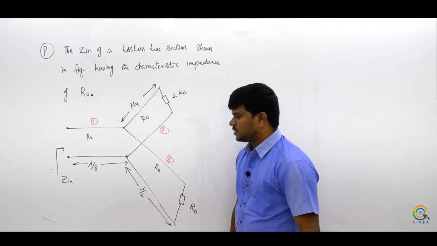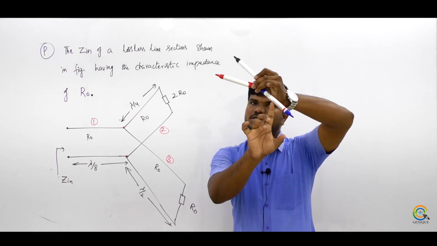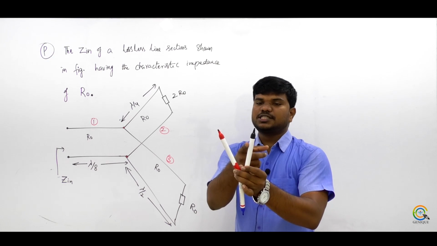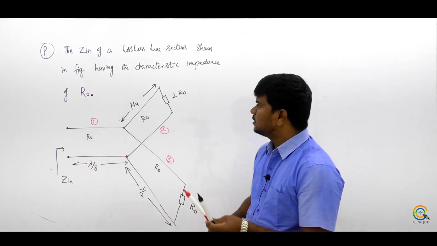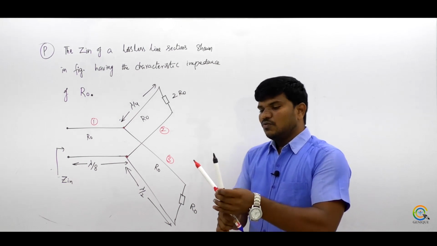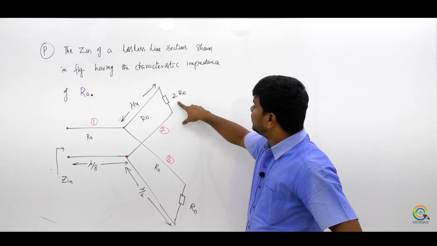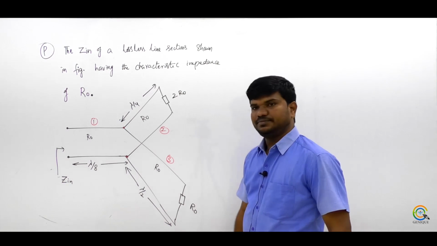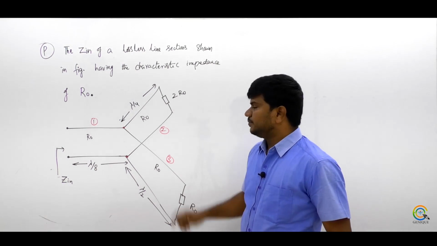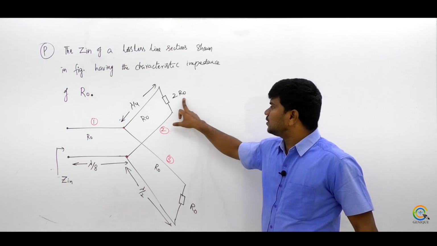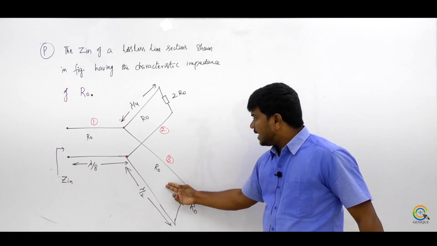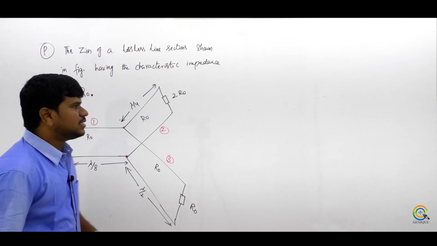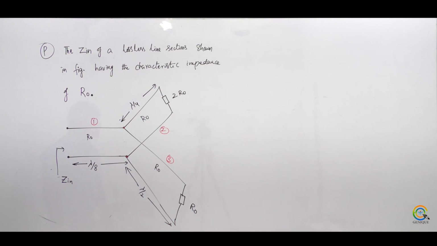These are the transmission line sections. Each has a characteristic impedance R0. They are terminated with loads: R0 and 2 R0. These are the loads given. This is R0 and this is 2 R0, for the second line and the third line. So if you observe this, these are 3 line sections here.